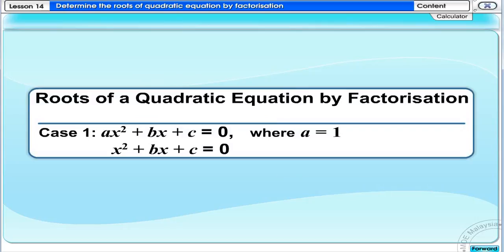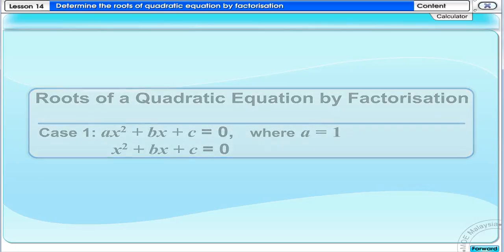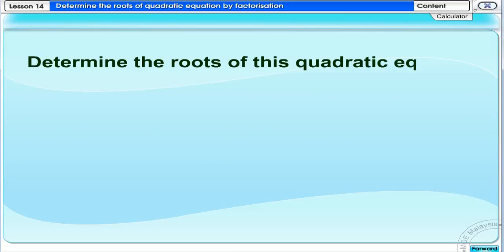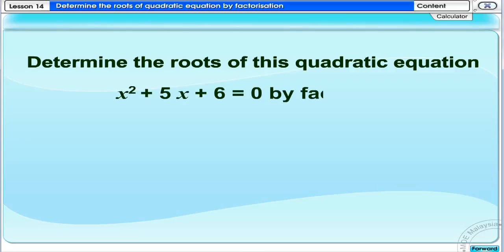Now we are going to determine the roots of the quadratic equation ax squared plus bx plus c equals 0, where a equals 1, using factorization. Determine the roots of this quadratic equation, x squared plus 5x plus 6 equals 0, by factorization.